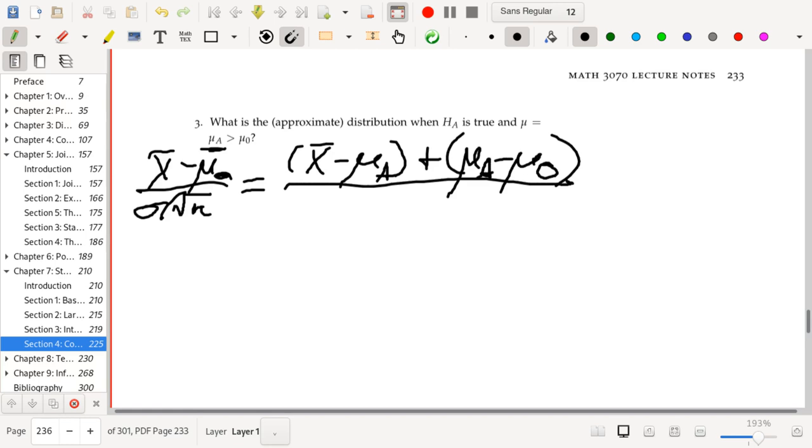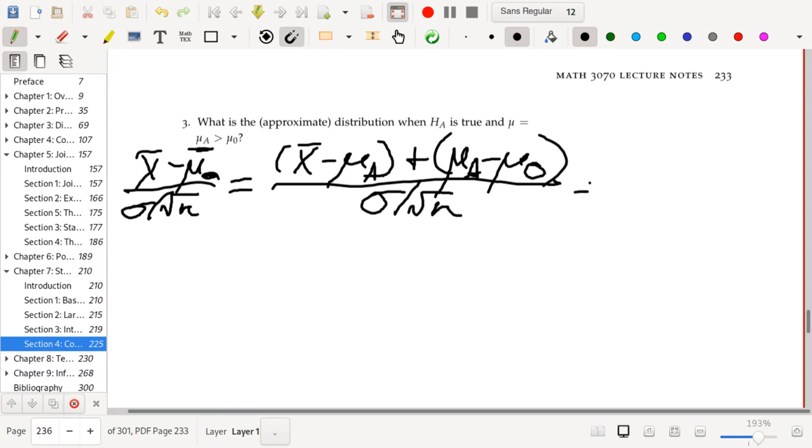X bar has been improperly normalized with this statistic, so we're going to try to get a properly normalized version of it. And then we're still dividing by sigma over the square root of n. So this is going to equal, after you break up that fraction, (x bar minus mu a) divided by sigma over root n, plus (mu a minus mu naught) divided by sigma over root n.